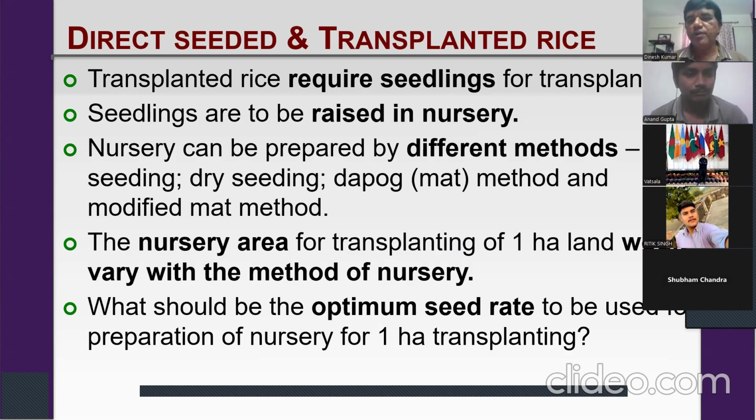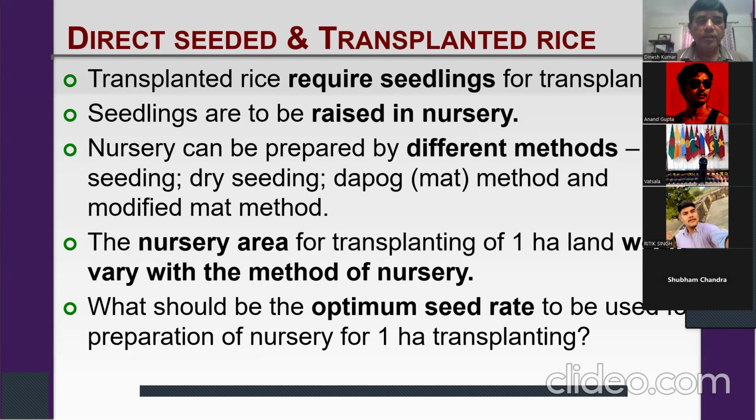The nursery area for transplanting of 1 hectare land would depend upon the method of raising nursery. For example, you have seen in case of dry bed nursery, the area requirement was more than the wet bed nursery method. And in case of SRI method, the requirement was 100 meters square. Similarly, in case of other method like depot method, the area requirement was somewhere around 60 to 75 meters square. So it depends.